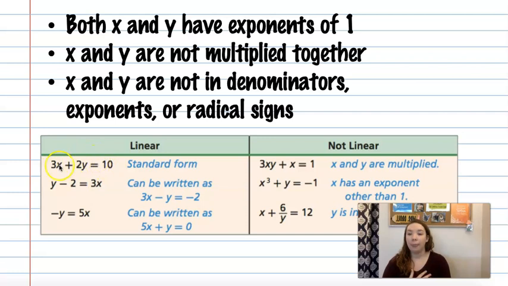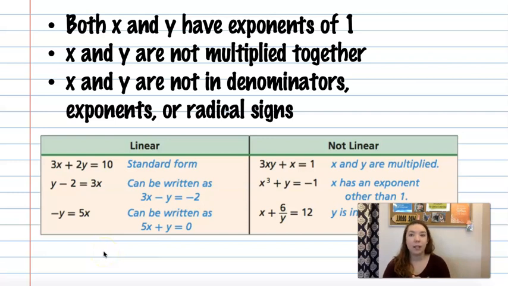This first one is written in standard form, where you have your ax plus by equals c, where a is 3, b is 2, and c is 10. So this is a great example of standard form. y minus 2 equals 3x. None of your x or y have exponents larger than 1. They're not multiplied together. They're not doing anything weird. They're just a normal x and a normal y. So we can rearrange this to be in standard form, and therefore it's linear. Same here. This could be rewritten into standard form. It also has nothing weird going on with your x or y, so that's linear.